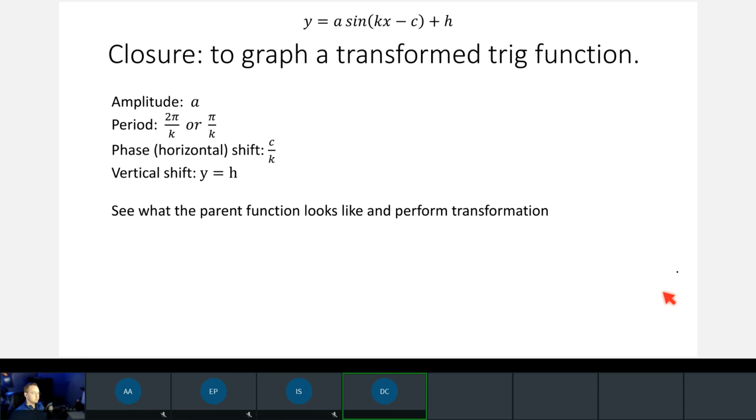When is it going to be pi over k again? If it's tangent and what? For the period. Correct. Yeah, so the period is going to be pi over k when dealing with tangent and cotangent trig functions. And today is the quiz, yes.